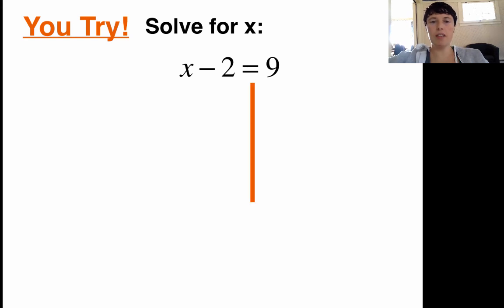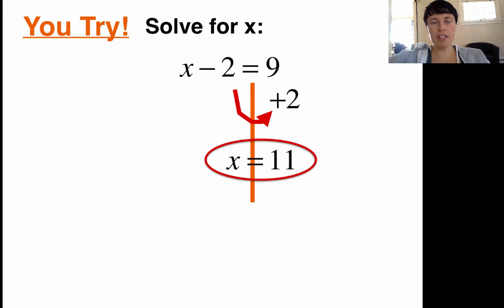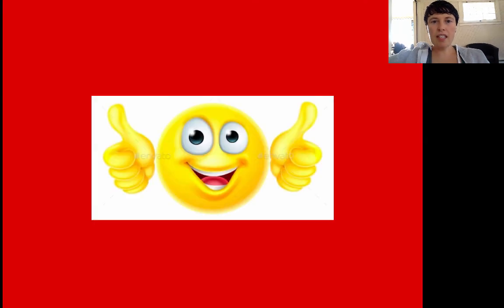You got a line down the middle. We're going to flip the negative 2 over, and what's it going to flip to? Positive 2. That'll get rid of it. 9 plus 2 is 11, so our answer is x equals 11, and I'm going to circle it because that's my final answer.